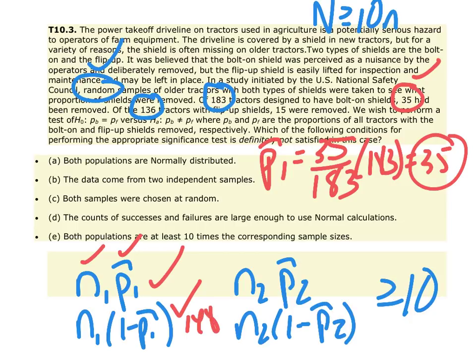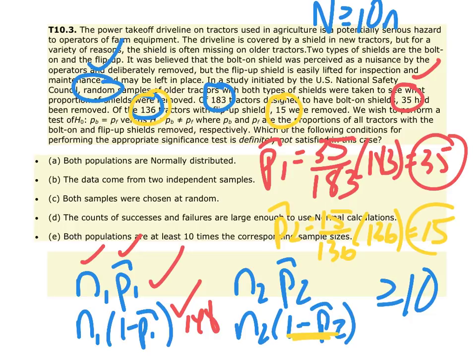On the flip side, if we check the other type, we had 15 removed out of 136. So our p-hat 2 is going to be 15 out of 136 as the proportion, times our sample of 136, so that is going to be 15. And then if we check the other one, this last condition, that's going to get us 121. So in this case, it looks as though all four are greater than or equal to 10, therefore it meets the approximately normal distribution.